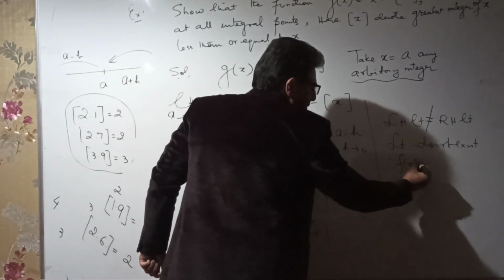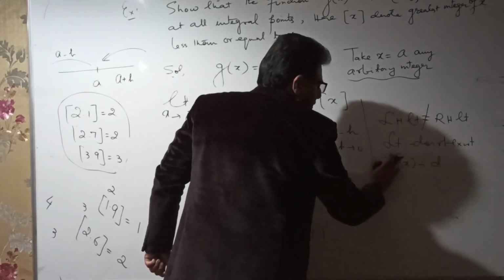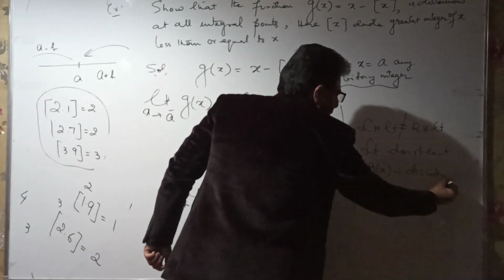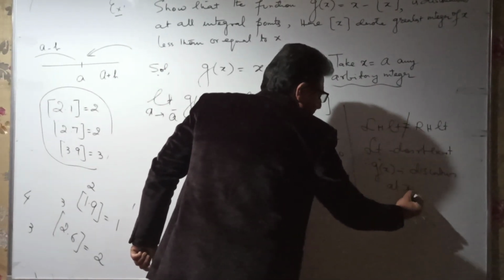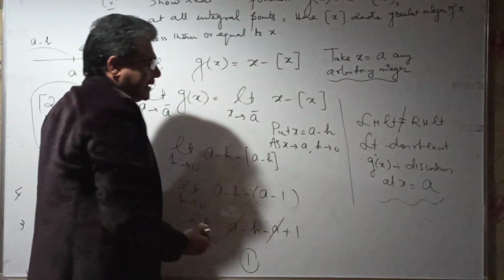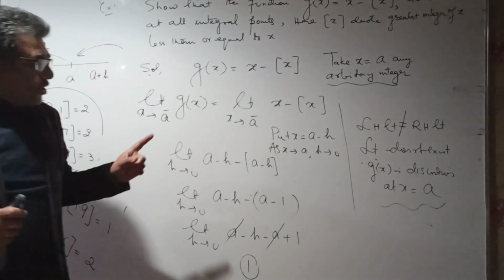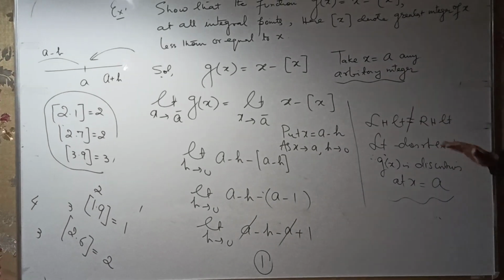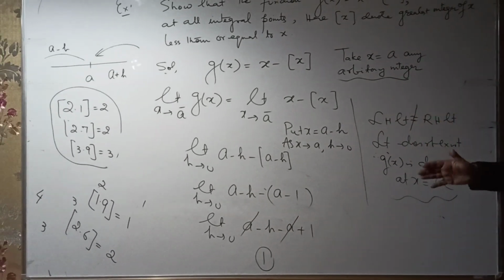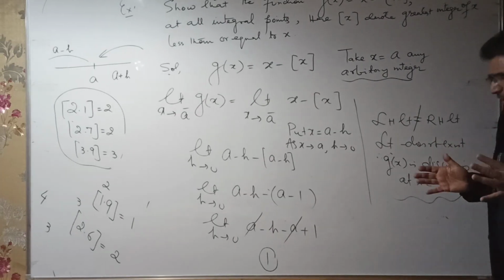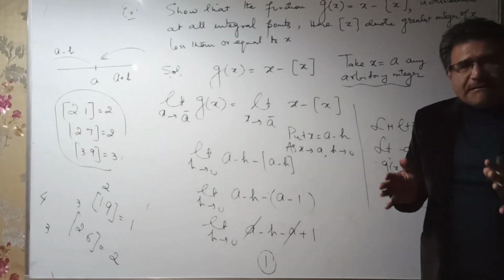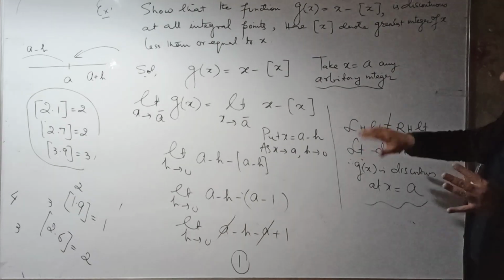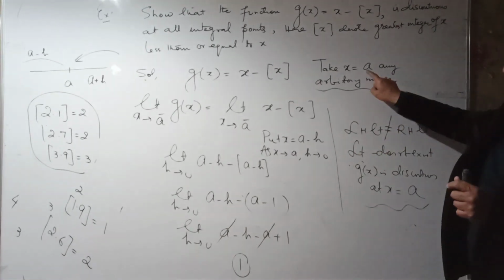Therefore fx is discontinuous. Sorry, gx. Gx is discontinuous at x is equal to a. So once left hand limit is not equal to the right hand limit, that means the limit of the function does not exist. When limit of the function does not exist, we conclude that the function is discontinuous. Where is it discontinuous? It is discontinuous at a.